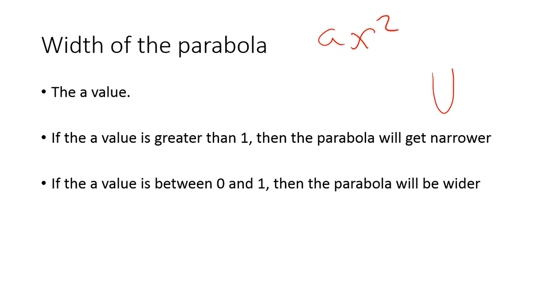If the value, which we could say is the absolute value of it, is between 1 and 0, then that parabola is going to end up being wider. So the closer it is to 0, the wider it's going to be. So if it's a decimal that's less than 1, it's going to make it a wider parabola. If it's more than 1, it's going to make it narrower.